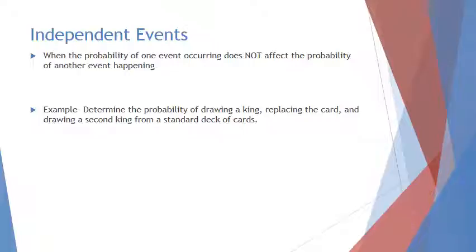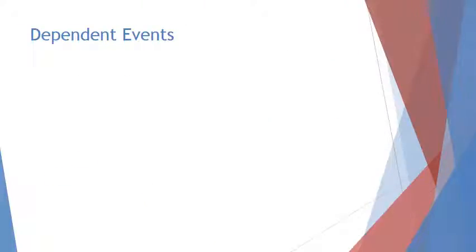So if we look at the probability of the first king, I'll call that A. There are 4 kings out of our 52. Okay, we pull that card out, we put it back in. When I look at the probability of the second king, it would again be 4 out of 52 because there's still 52 cards in the deck. All 4 kings are in there. All right, so those are independent events.